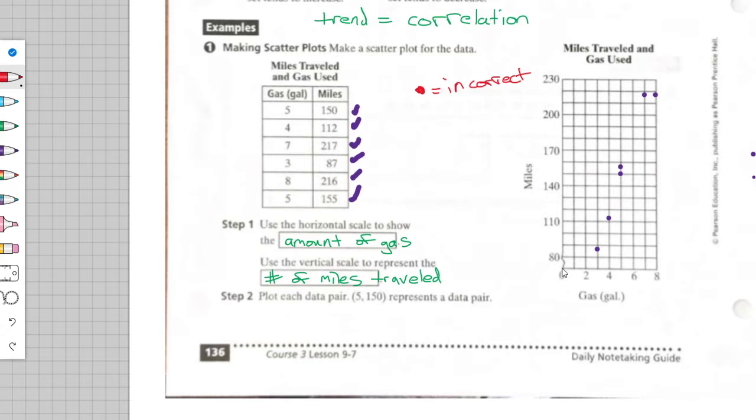So you don't want something like this, that wouldn't be right. You don't want something too steep, so that wouldn't be right. You don't want anything going in the opposite direction, so that wouldn't be right. You want something that represents the data appropriately, so this is going to be our correct.